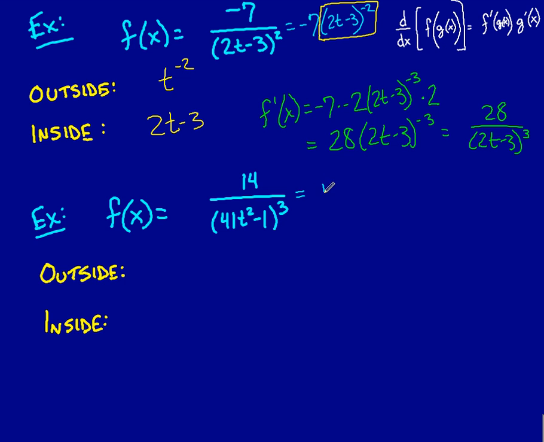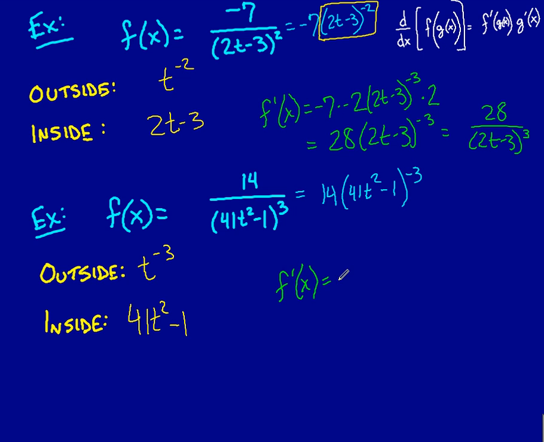I would have rewritten this as 14 times 41. It's again t squared minus 1 to the negative 3rd power is how I bring that up to the top. Okay? The outside function again, and again, if you can do these without having to write this down every time, kudos to you. T to the negative 3rd power, the inside should be 41 t squared minus 1. So, to do this derivative, let's do it like we did up top. F prime of x, or really it should be t, whatever, is equal to derivative of the outside.